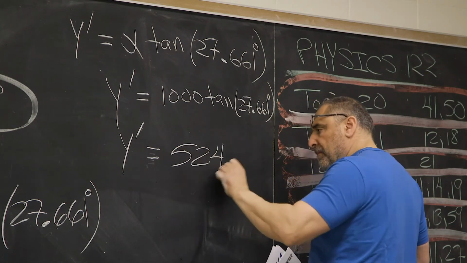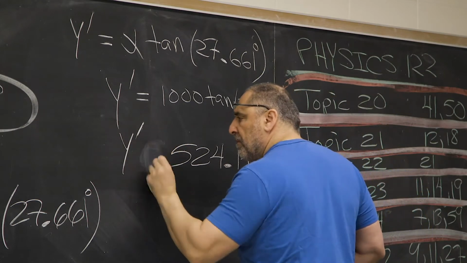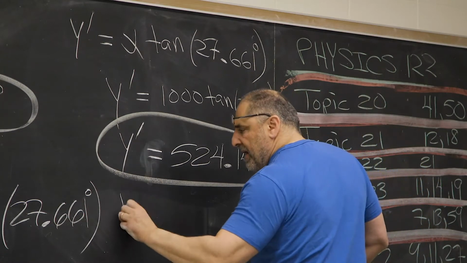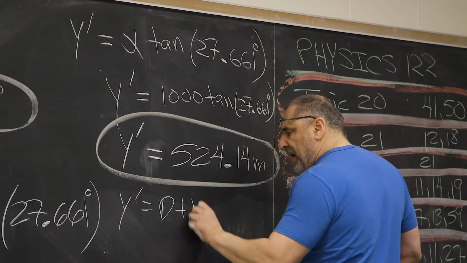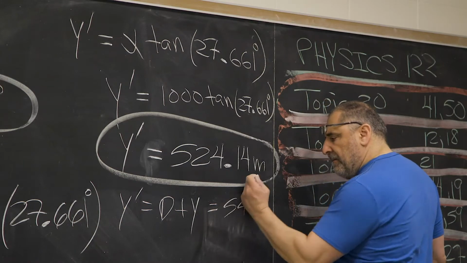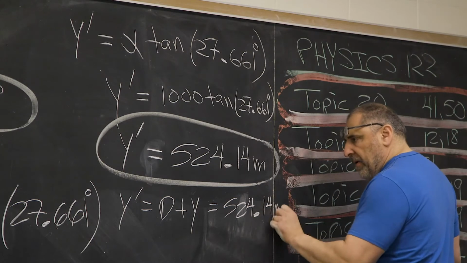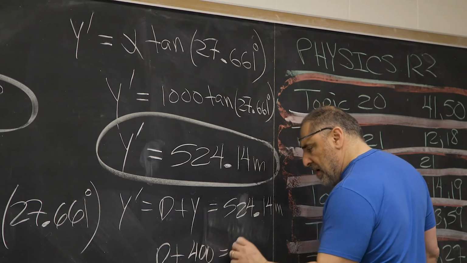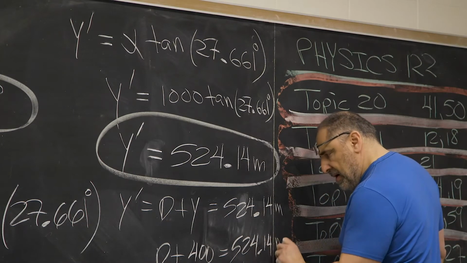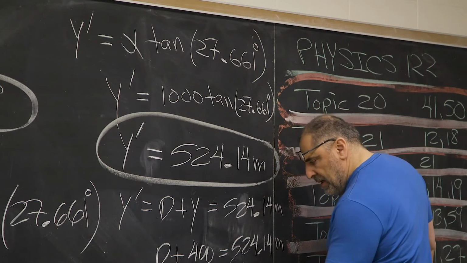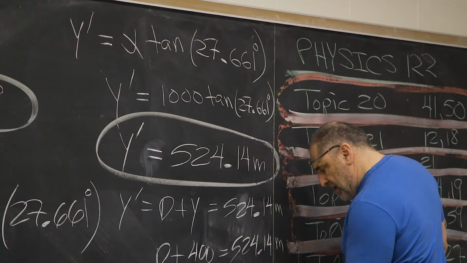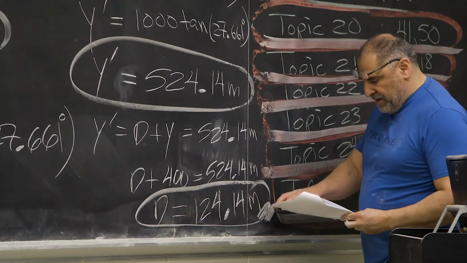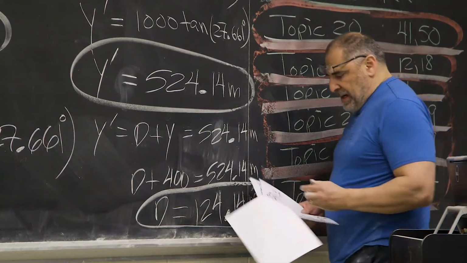$524.14. Yeah, that's the whole thing. How much further did it go? Well, we said that y prime equals d, the further, plus y is equal to 524.14 meters. Yeah, well, d plus 400 is 124.14 meters. Yeah, that's it. That's it.